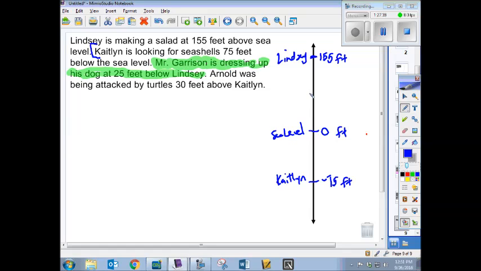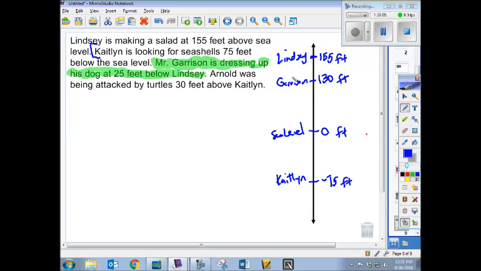I'll come back to you. Rashida? She said 130. Does anybody disagree? Hello? No. I hope we're not backing up. Do we agree with that or no? Is 130 feet, 25 feet below Lindsay? Yes. So this is Mr. Garrison. Everybody agree with that? Yes.